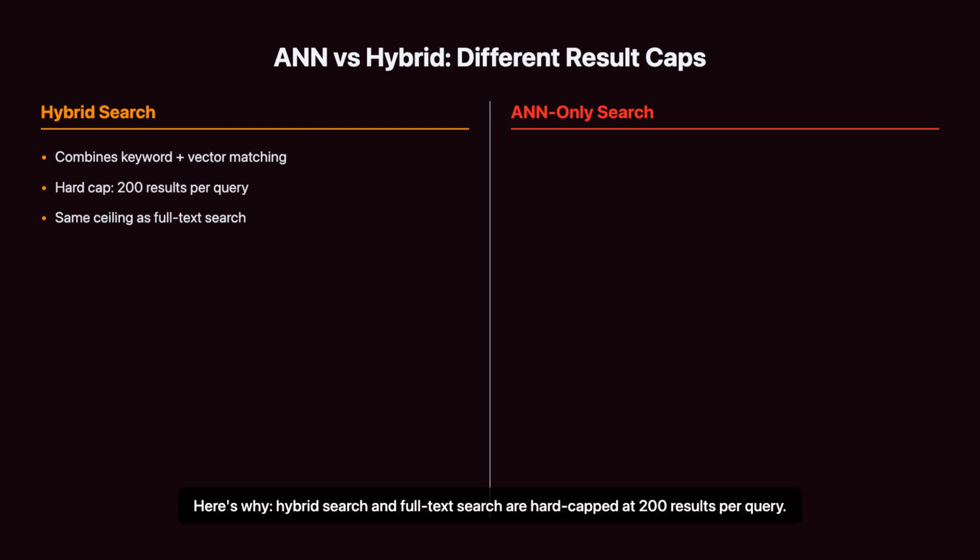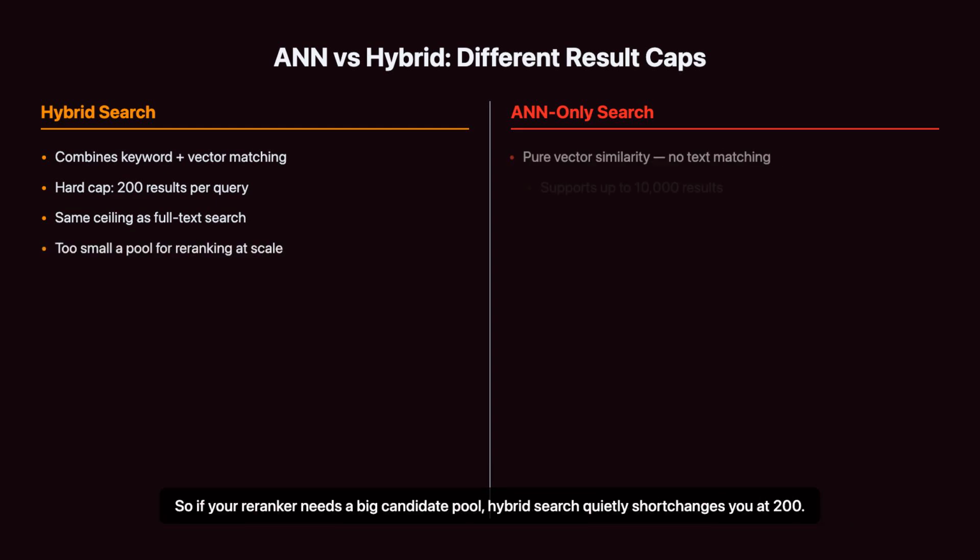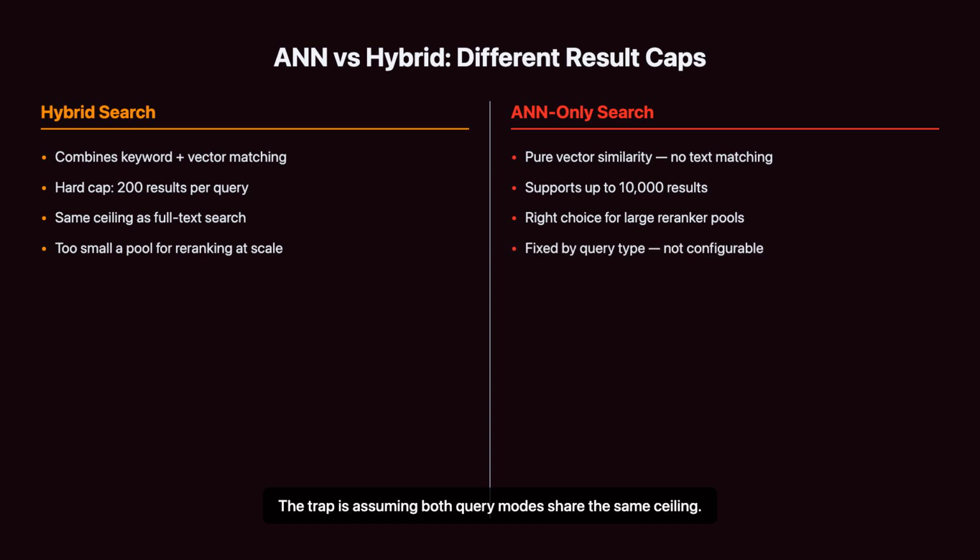Here's why. Hybrid search and full-text search are hard capped at 200 results per query. That's a fixed architectural limit, not a tunable setting. But ANN queries, that's approximate nearest neighbor, pure vector search, support up to 10,000 results. So if your re-ranker needs a big candidate pool, hybrid search quietly shortchanges you at 200. The trap is assuming both query modes share the same ceiling. They don't, and that's exactly what this question tests.